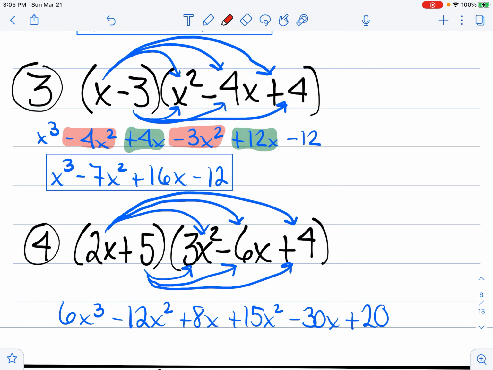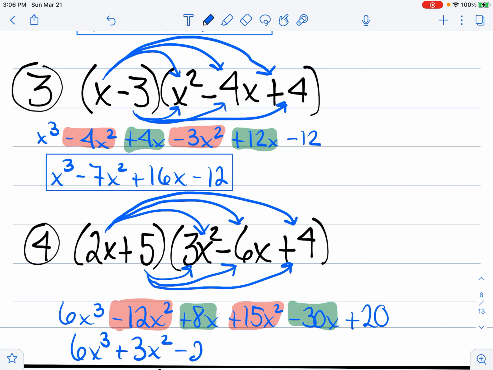Make sure you have all 6 products, and then combine like terms. So those get combined. The negative 12x squared and 15x squared get combined. And again, I see an 8x and a negative 30x. So when you combine these together, you should get 6x to the third. Negative 12 plus 15 is positive 3, so 3x squared. 8 minus 30 is negative 22, so negative 22x, and then plus 20. Final product.